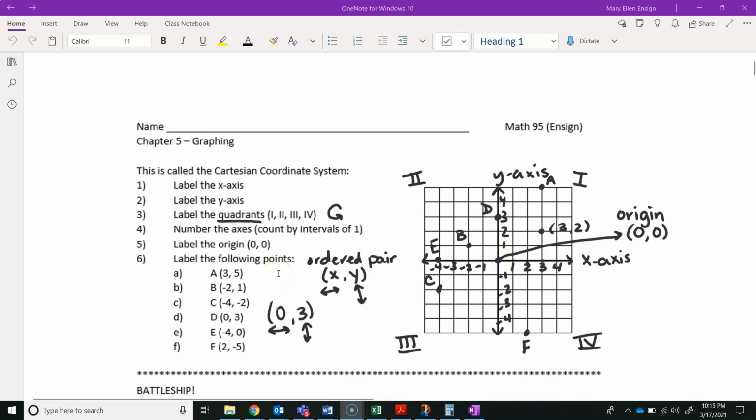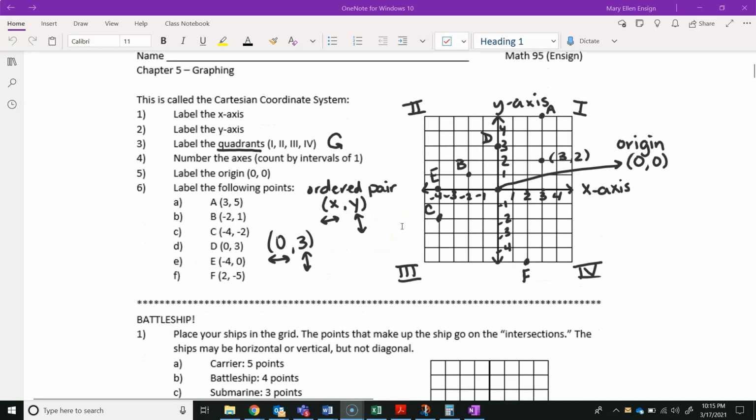And then we talked about drawing points and labeling them, remembering that these are ordered pairs. Order matters, so the first number in the pair is always the x movement, how far left or right I move from the origin, and then the second number is how far up or down I go from that first point.